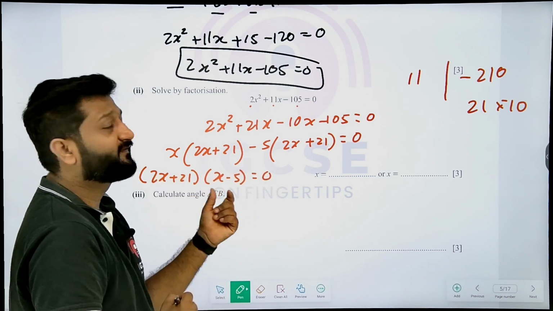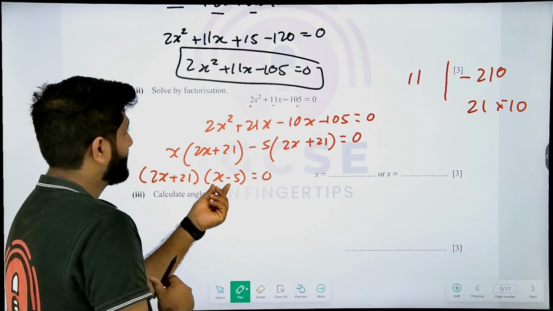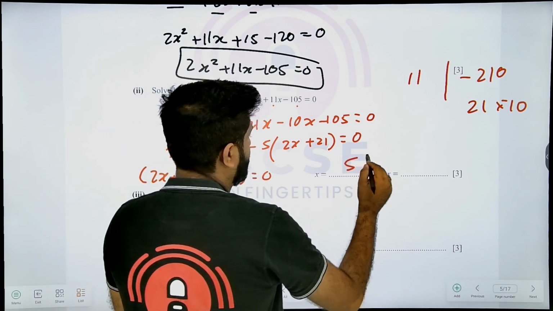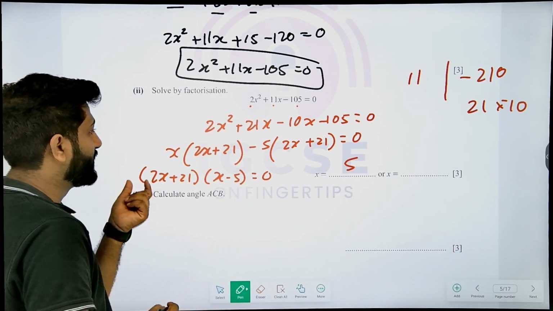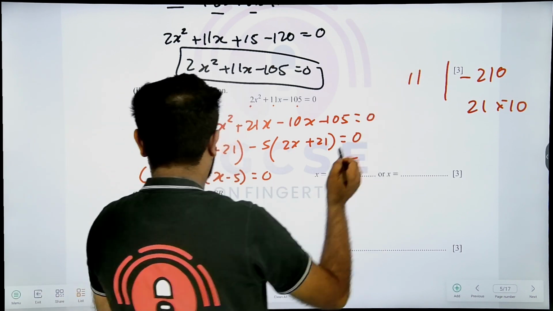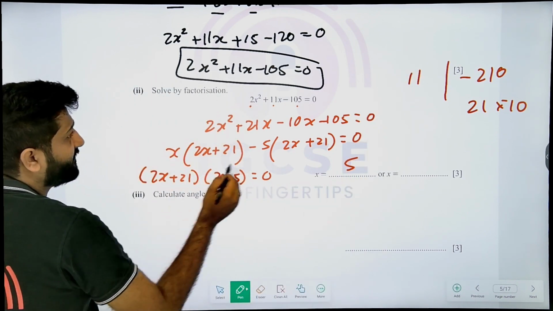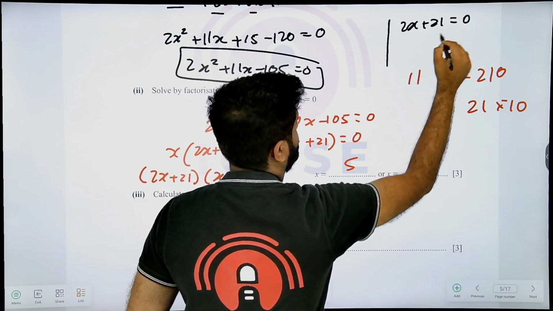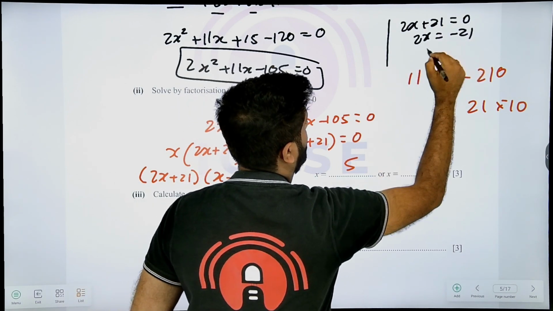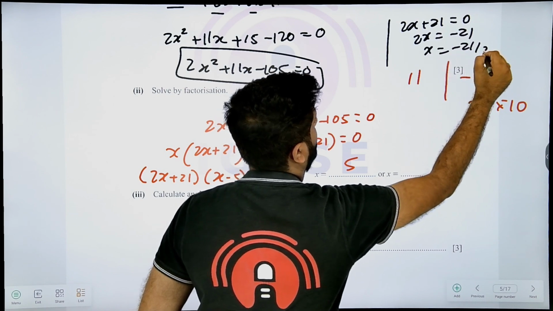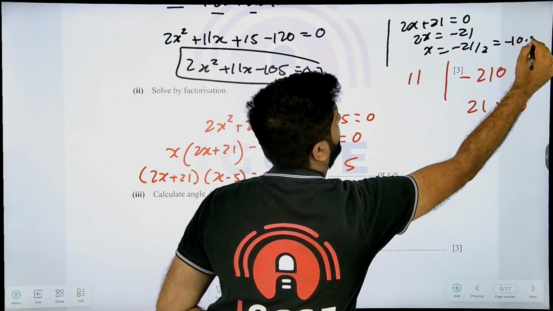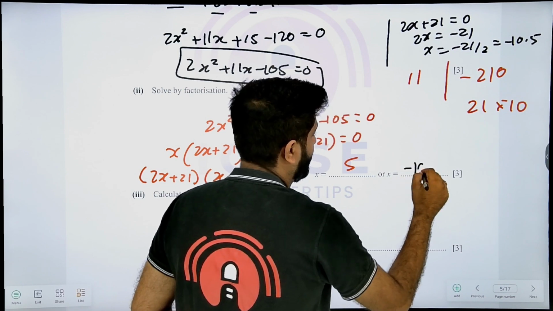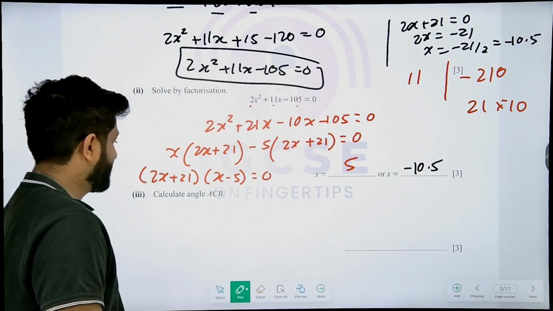So from here you have two values of x. The first is positive 5 and the second value, I have 2x plus 21 equals 0. So 2x is negative 21 and x is negative 21 over 2, which is negative 10.5, right? So the other value is negative 10.5, right?